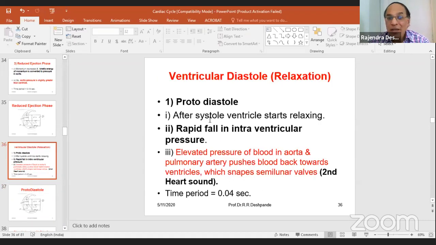Next, protodiastole. After three events, now relaxation has started. Ventricular relaxation. First, protodiastole. After systole, the ventricle starts relaxing. All the guests have gone. Rapid fall of intraventricular pressure. Elevated pressure of the blood in the aorta and pulmonary artery pushes blood back towards the ventricle, which snaps the semilunar valves shut and the second heart sound is created. When semilunar valves close, the second heart sound is created. This is very important. When atrioventricular valves close, first heart sound. When semilunar valves close, second heart sound. Okay.